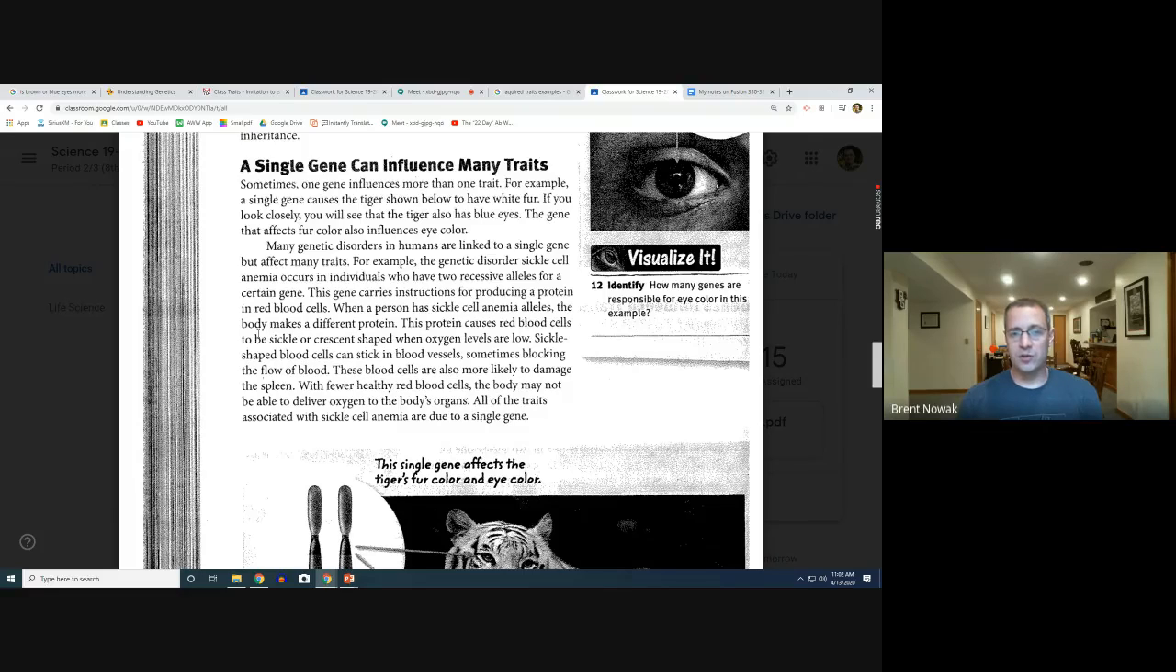Paragraph 2, many genetic disorders in humans are linked to a single gene but affect many traits. For example, the genetic disorder sickle cell anemia occurs in individuals who have two recessive alleles for a certain gene. This gene carries instructions for producing a protein in red blood cells. When a person has sickle cell anemia alleles, the body makes a different protein. I'm not going to continue to read this. I think the point is that genetic disorders in humans are linked to a single gene but affect many traits. I'm going to move on to the next page.